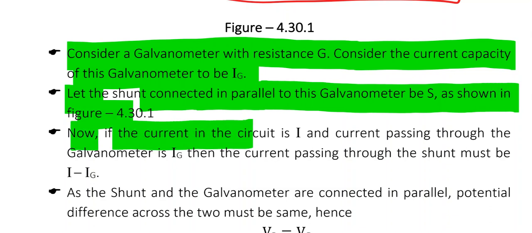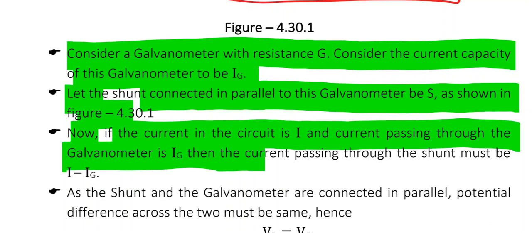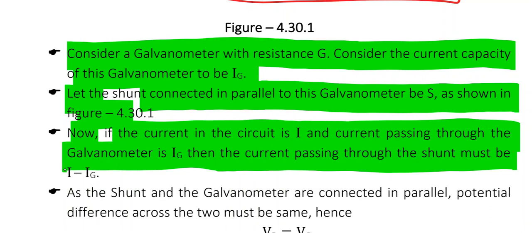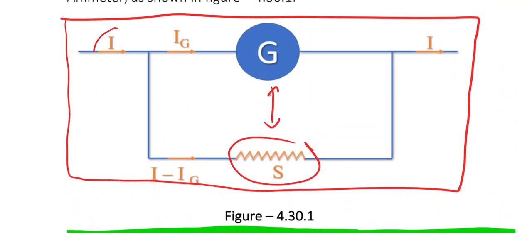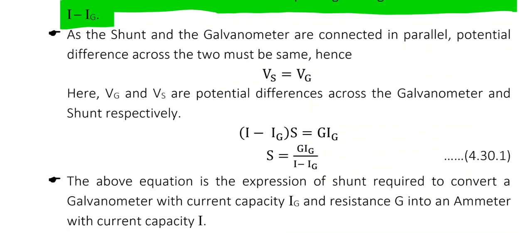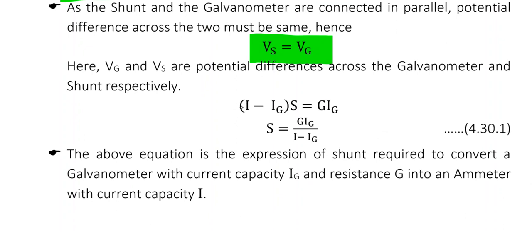Now if the current in the circuit is I and current passing through the galvanometer is Ig, then the current passing through the shunt must be I minus Ig. Say if total current in the circuit is I, and if we want galvanometer to take only Ig, how much current will go here remaining? That is I minus Ig. But as the two are in parallel, their voltage should be same. Okay, so V is equal to IR. Vs is current into resistance, Vg is current into resistance. Make S subject of formula, and this is what you get.